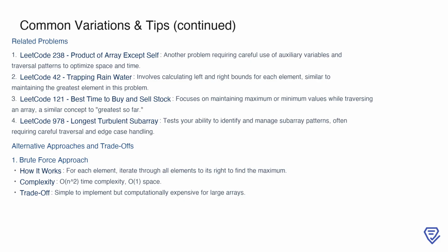When discussing alternative approaches, the brute force method is a starting point. It works by iterating through all elements to the right of each element to find the maximum. While its simplicity makes it easy to implement, the O(n²) time complexity makes it impractical for large arrays. This highlights the importance of understanding both the trade-offs and the limitations of different approaches.